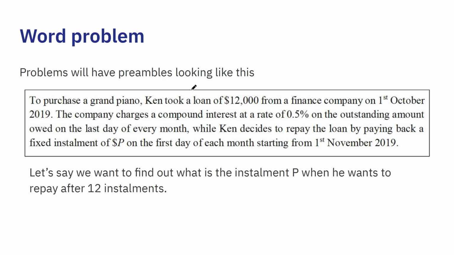To purchase a grand piano, Ken took a loan of $12,000 from a finance company on the 1st of October 2019. The company charges a compound interest at a rate of 0.5% on the outstanding amount owed on the last day of every month, while Ken decides to repay the loan by paying back a fixed installment of P dollars. This P dollars is fixed on the first day of each month, starting from the 1st of November 2019.